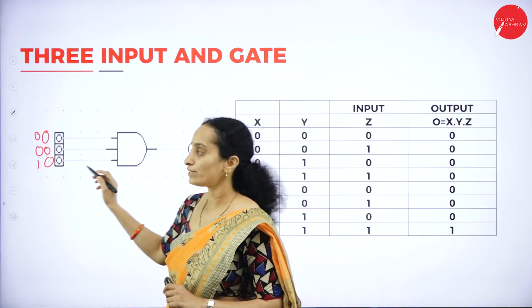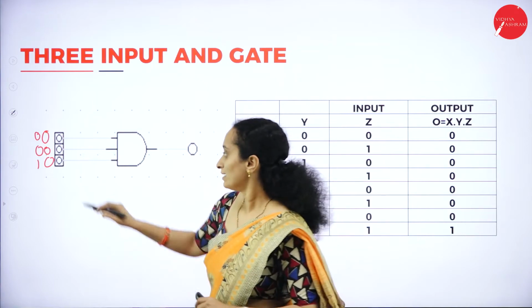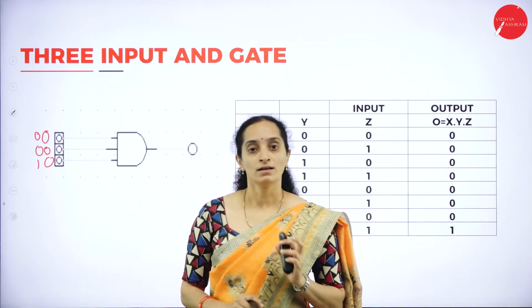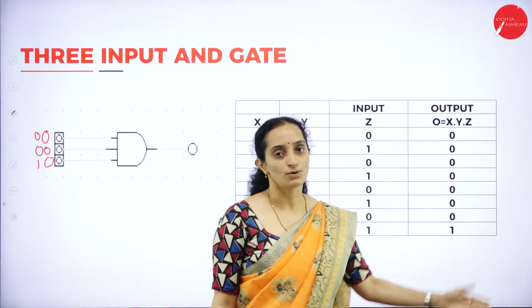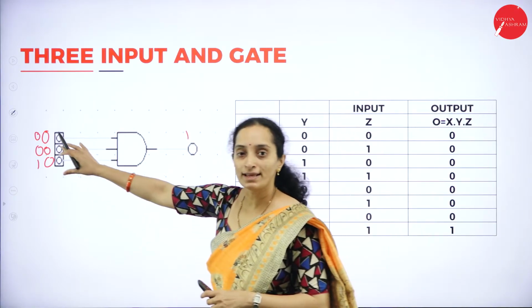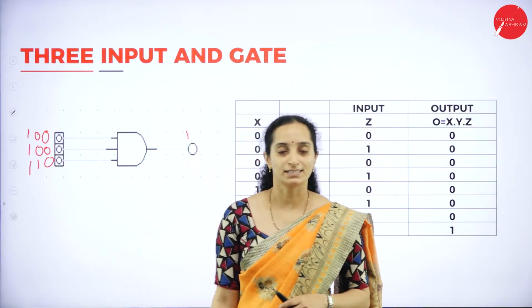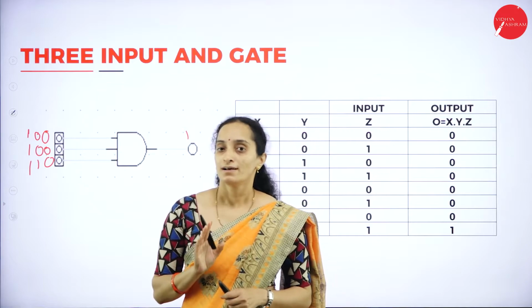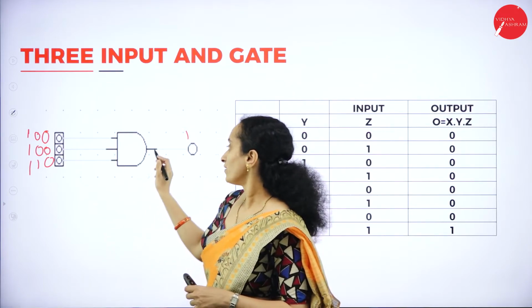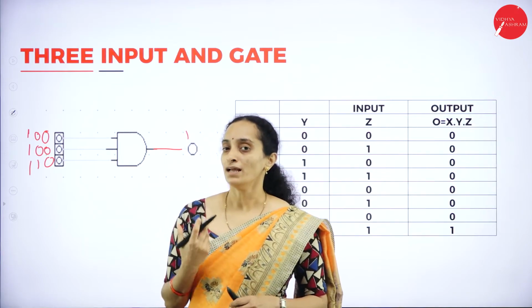0 AND 0 AND 0 will produce only 0, isn't it? 0 AND 0 AND 1 again produces zero. The output will be 1 when all the three inputs become 1, is it not? Only when all the inputs are high does the output become high, otherwise it will be low.